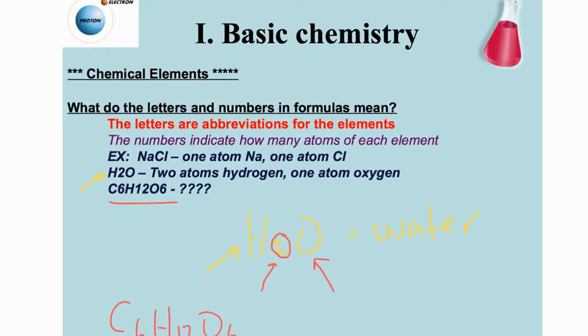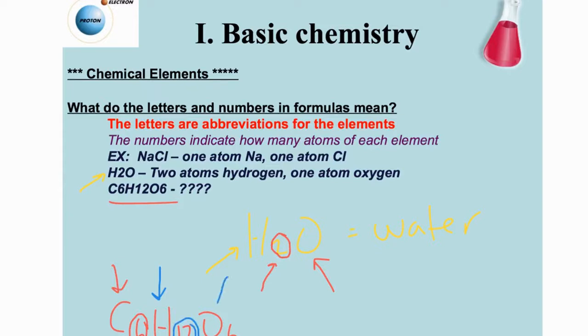C6H12O6. That is glucose. That is a sugar. Well, what makes up glucose? It's got the C because it has carbon atoms in it, and it's got 6 carbon atoms. Well, why does it have the H there? Well, that H stands for hydrogen. And how many hydrogen atoms does it have in it? In one glucose molecule, it has 12.